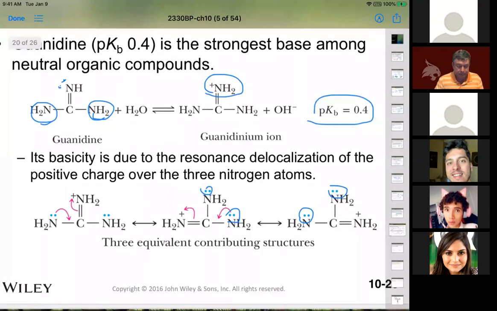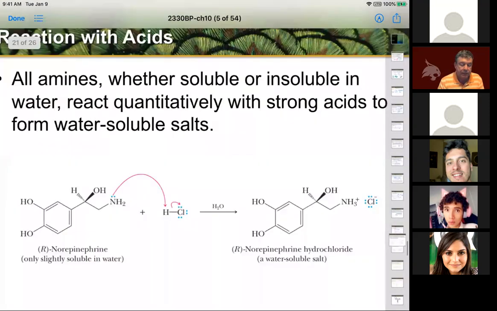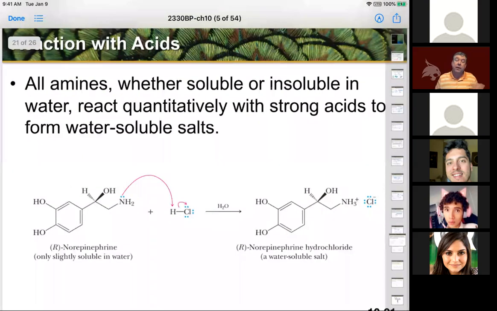Okay, so we don't have that many reactions we can do with amines. One of the things we talked about in our substitution reaction was we can use it as a nucleophile. So that's one thing we can do. But the other thing we do with these amines is we can make them water soluble by reacting them with strong acids.